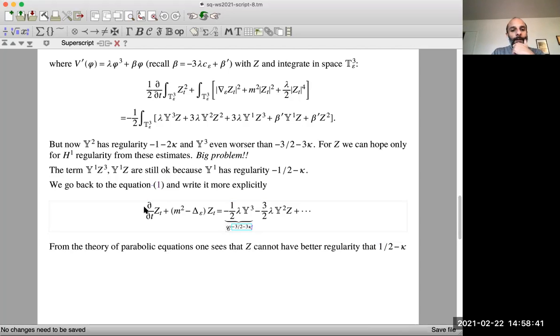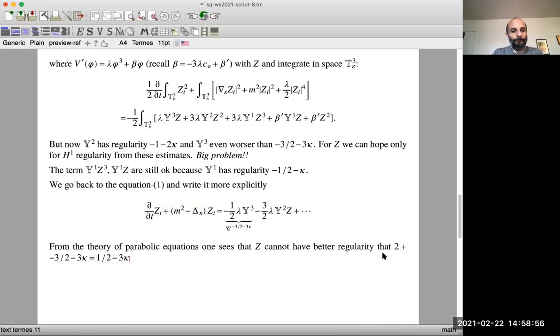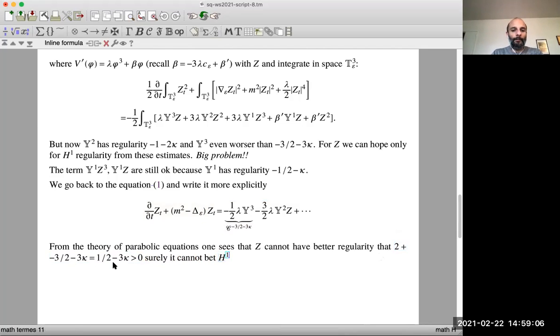Okay, and this somehow is a parabolic equation, so it gains only 2 degrees of regularity. So you just get this plus 2. Okay, so 2 plus that, which is 1/2 minus 3 kappa. Okay, which is positive, that's fine, but surely it cannot be H1. You don't have 1 degree of regularity available here.